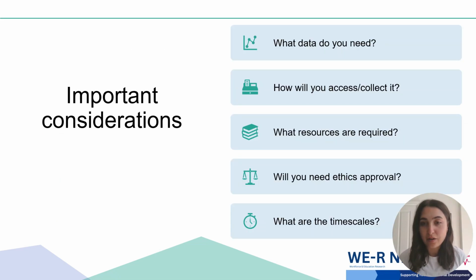When thinking about a research topic, there are some other important considerations that are really useful to think about. Firstly, what data do you need and what data will you need to be able to answer your research questions? Is this something that you already have access to, or will you have to collect some new data as part of your research project? If you are going to be collecting new data, for example, through doing a survey, do you have access to a survey platform you can use to collect this data?